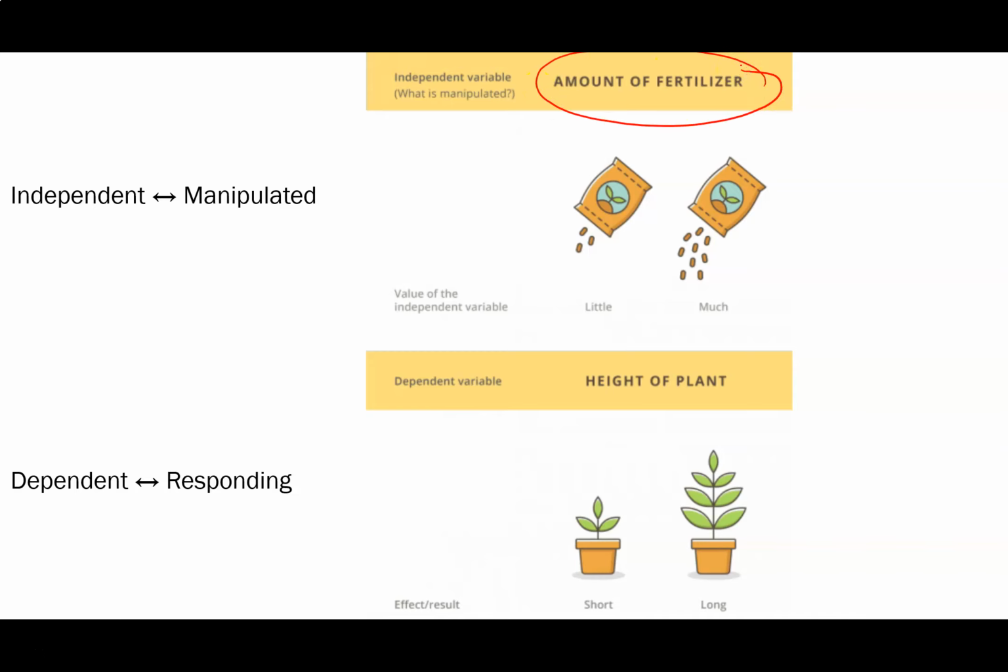So the amount of fertilizer is the independent or manipulated variable. Again, you are going to measure the height of the plant as a way to see if the amount of fertilizer changes the growth of the plant. The height of the plant is the dependent or responding variable. It depends on the amount of fertilizer.